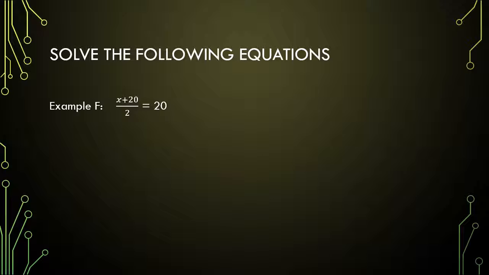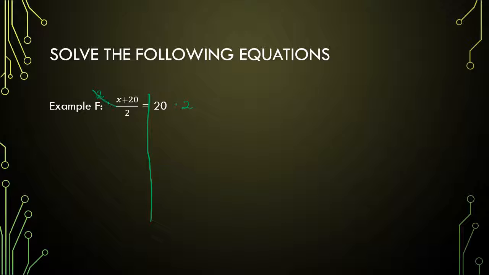In example F, we're solving the equation x plus 20 all divided by 2 is equal to 20. And if I would like to get x by itself, in this case, because my entire left side is being divided by 2, I'm going to get rid of my division first instead of last. To get rid of division, we multiply. So we'll multiply the left side by 2, and we'll multiply the right side by 2.